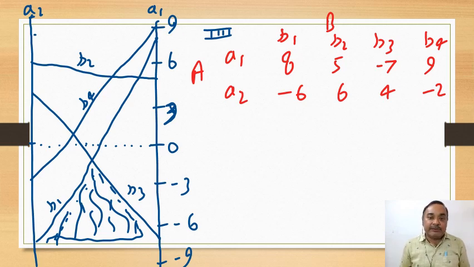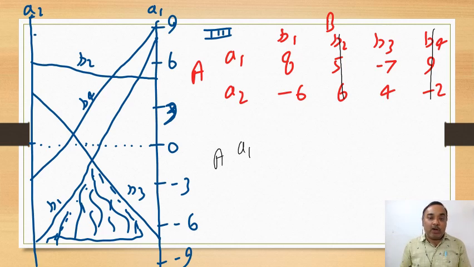So that means here only B1 and B3 will be there for solving the problem with the help of formula, and B2 and B4 will be out. That means we are going to simply strike off B2 and B4. Only B1 and B3 will be there.